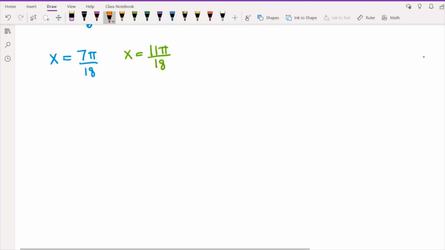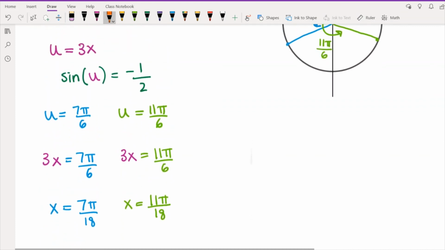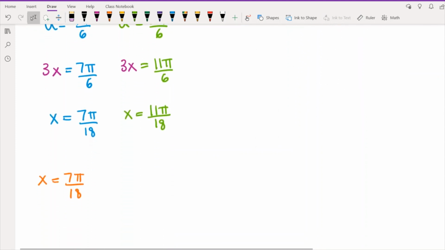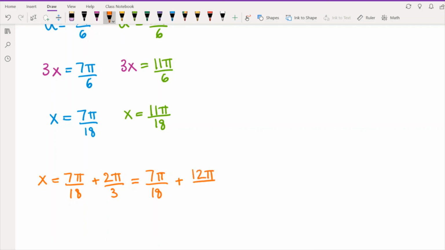So basically what we want to do to come up with our further solutions is stuff like this. We could say next that x is equal to 7 pi over 18. So what is the period of this function? If you have sine of 3x, that's going to have a period of 2 pi over 3. And so instead of adding 2 pi, we can add 2 pi over 3 and see what we get. So 7 pi over 18 plus 12 pi over 18, if we make a common denominator, gives us 19 pi over 18.